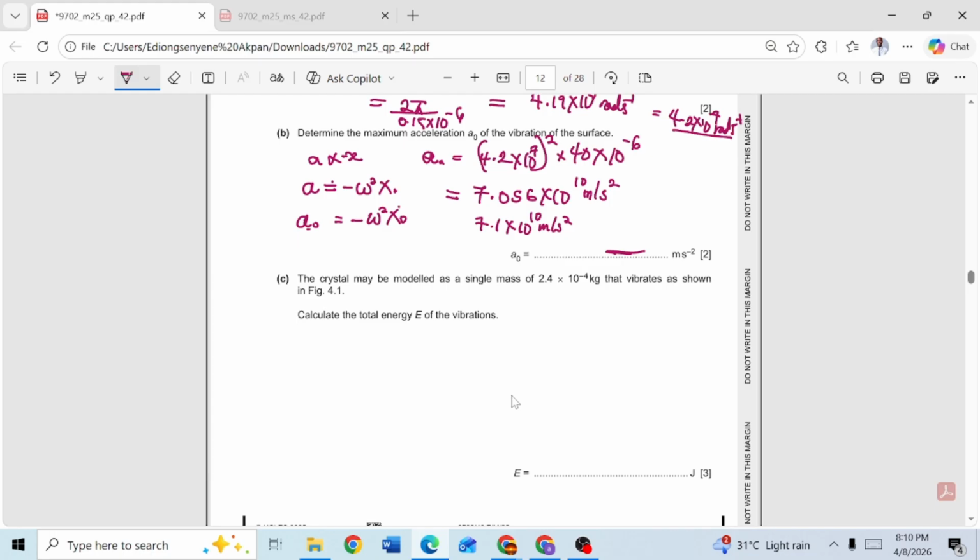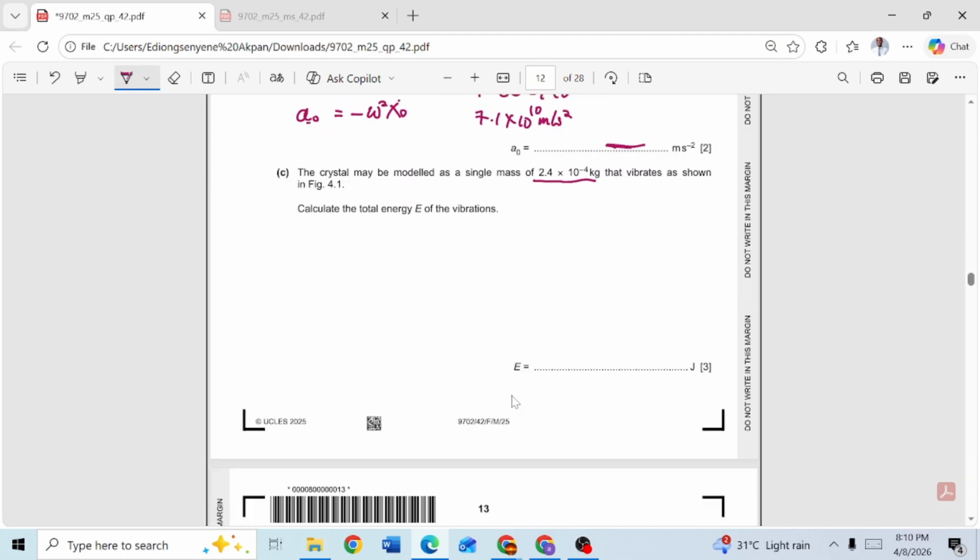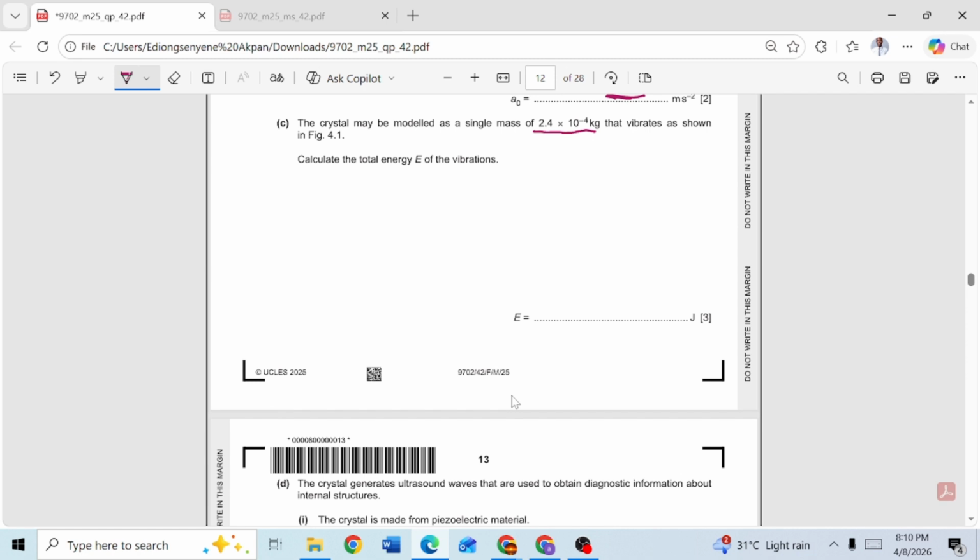The next question. A crystal may be modeled as a single mass that vibrates as shown in figure 4.1. Calculate the total energy of the vibrations. It vibrates up and down. The question is calculate the total energy. At this point, it's important for me to remind you a few things. Let's quickly see how oscillatory motion takes place. When an oscillating body oscillates, at this point the velocity is maximum while potential energy is zero. At this point, velocity is zero, potential energy is maximum. At this point, velocity is zero, potential energy is maximum.